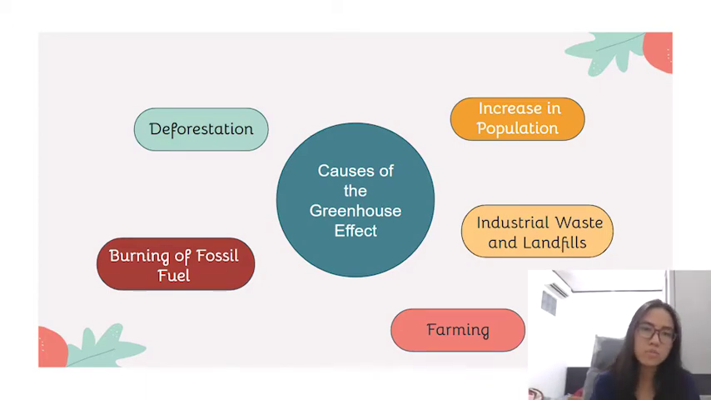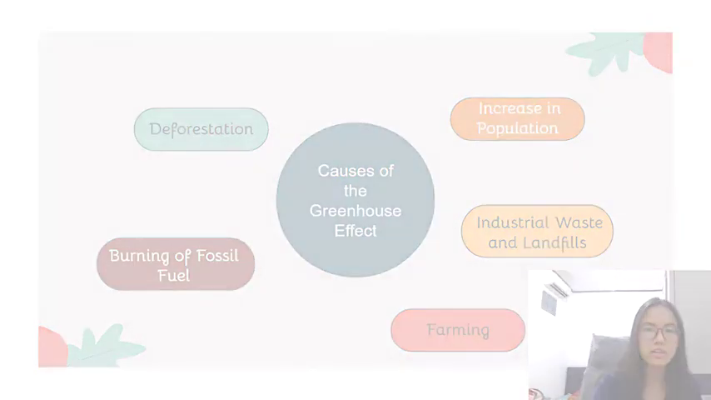So the next cause is farming. Nitrous oxide is one of the greenhouse gases used in fertilizer and contributes to the greenhouse effect, which in turn leads to global warming. The next cause is industrial waste and landfills. Industries involved in cement production, fertilizer, coal mining activities, and oil extraction produce harmful greenhouse gases. Also, landfills filled with garbage produce carbon dioxide and methane gas, contributing significantly to the greenhouse effect.